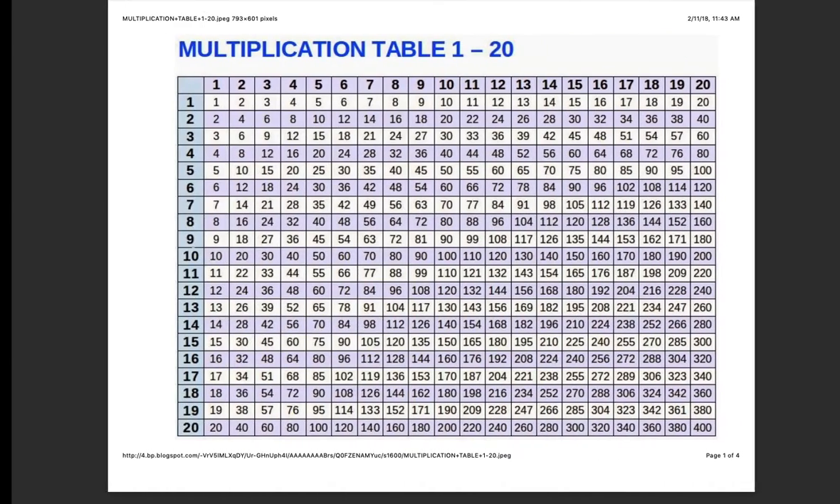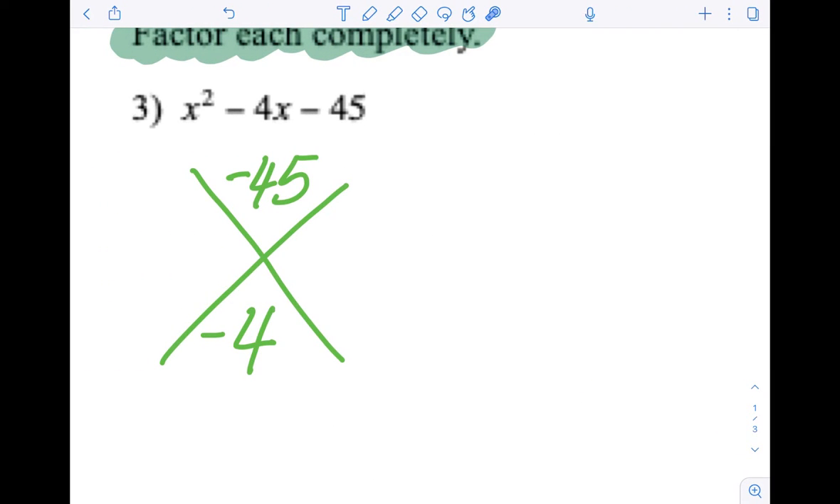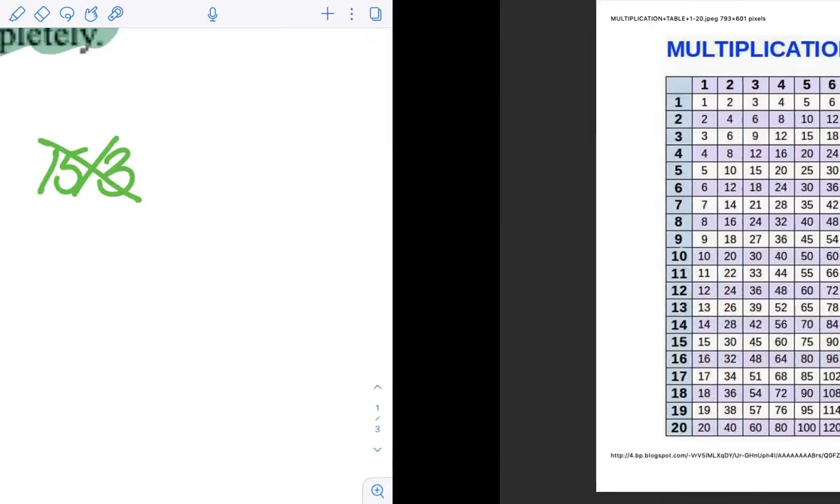So let's take a look. Let's look for 45 right here. 45: 15 and 3. Well, I know I need to subtract. 15 minus 3, is it 4? No. 15 minus 3 is 12. 15 and 3 don't work.